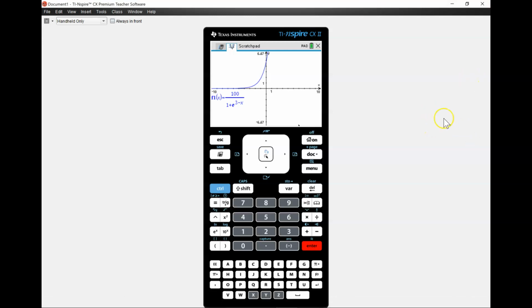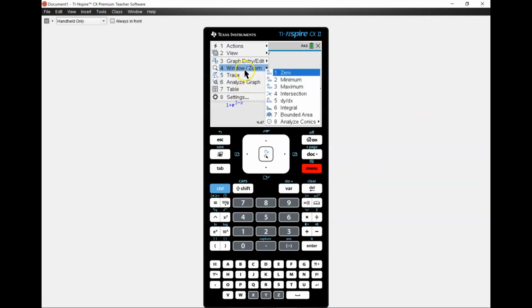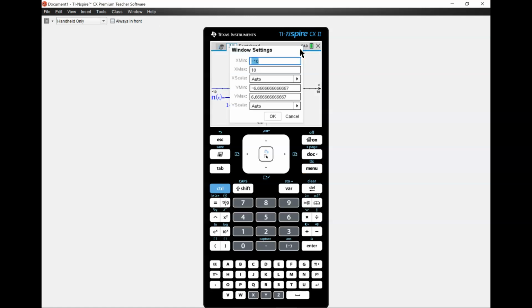So let's go to menu, analyze graph. No, I'm sorry. There's a DY option. No, hang on. Let's go to window zoom. We can't even see the graph yet. Let's go to window zoom, window settings. It's of utmost importance for you to be able to fix the window to accommodate the specific problem you're solving.